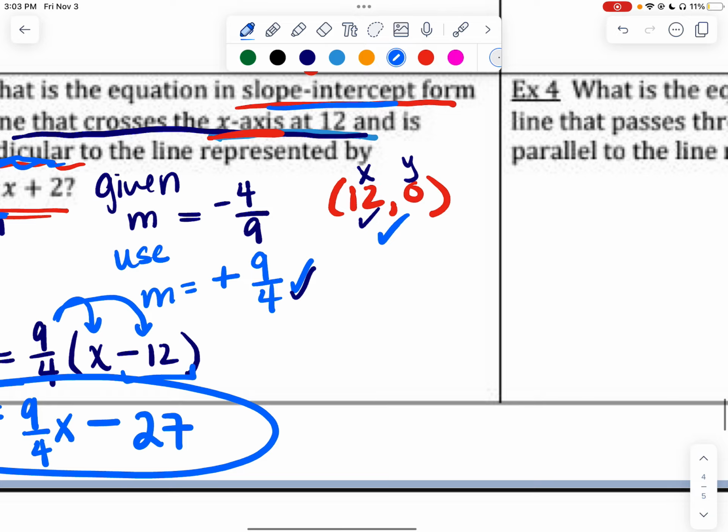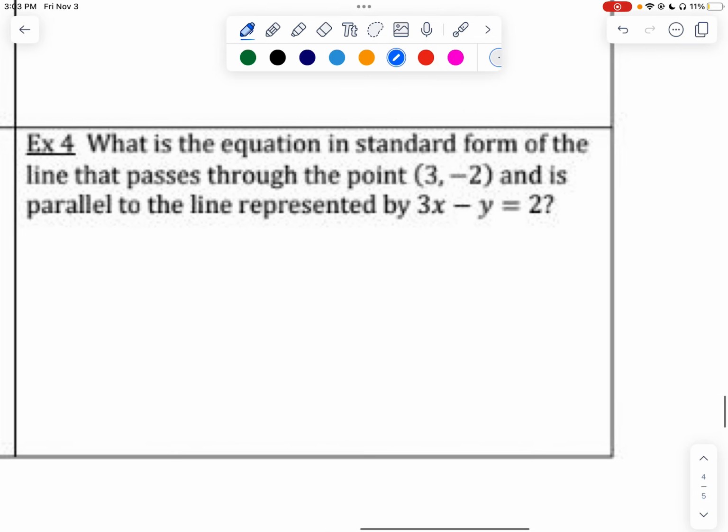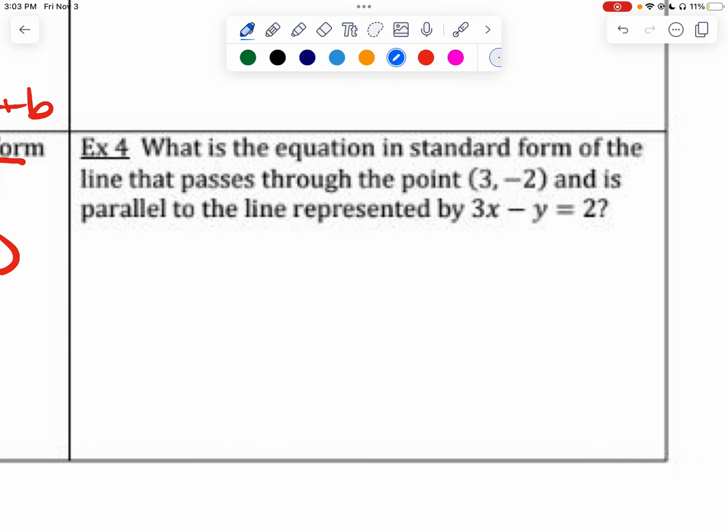Now we're going to look at one more example that we haven't done yet, which is, what is the equation in standard form? Oof. Standard form. ax plus by equals c.